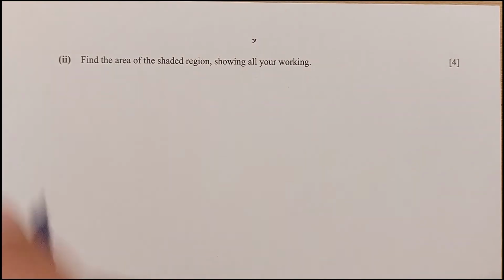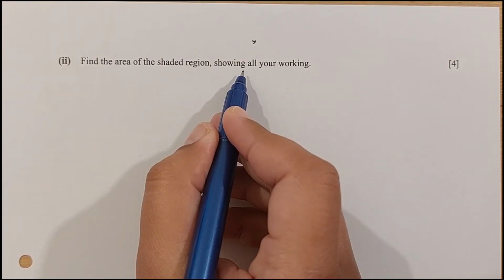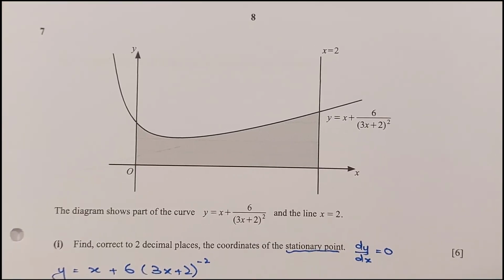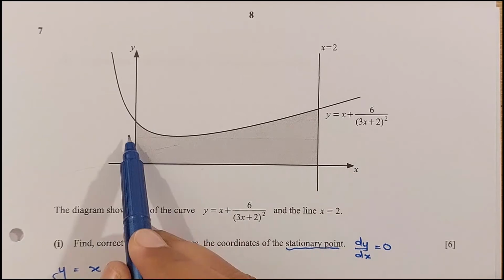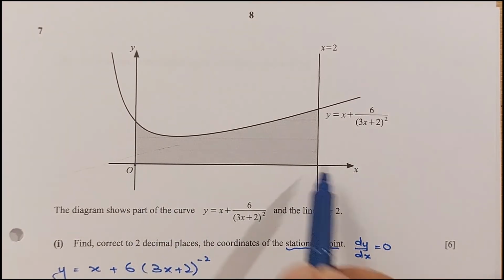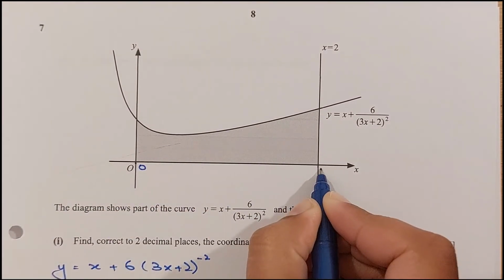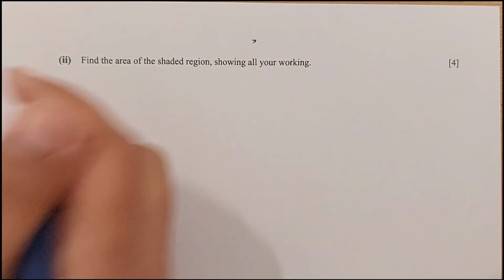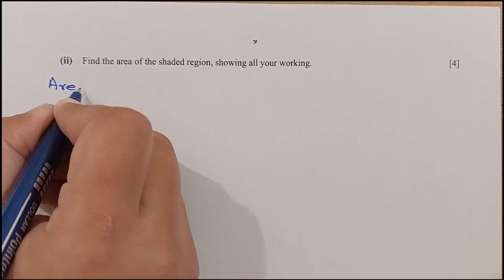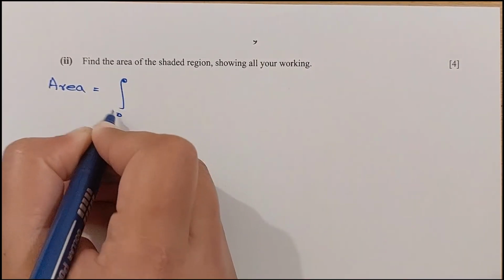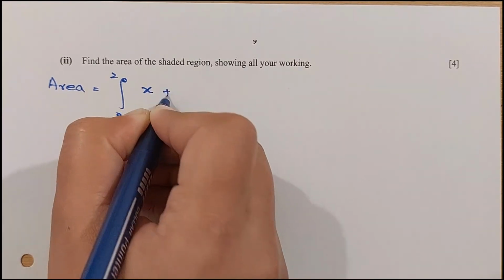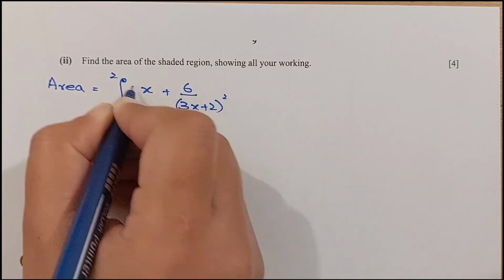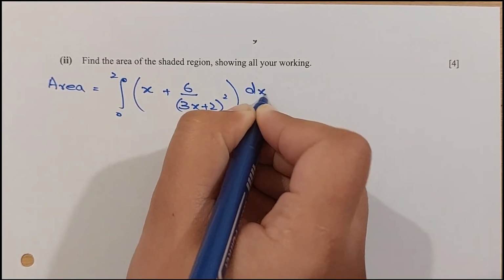Now for the second part, find the area of the shaded region showing all your working. As you can see, this is the shaded region, the area under the curve between x equals 0 and x equals 2. So we integrate this curve between 0 and 2. The shaded area is the integral from 0 to 2 of the curve, x plus 6 over (3x plus 2) squared, with respect to x.